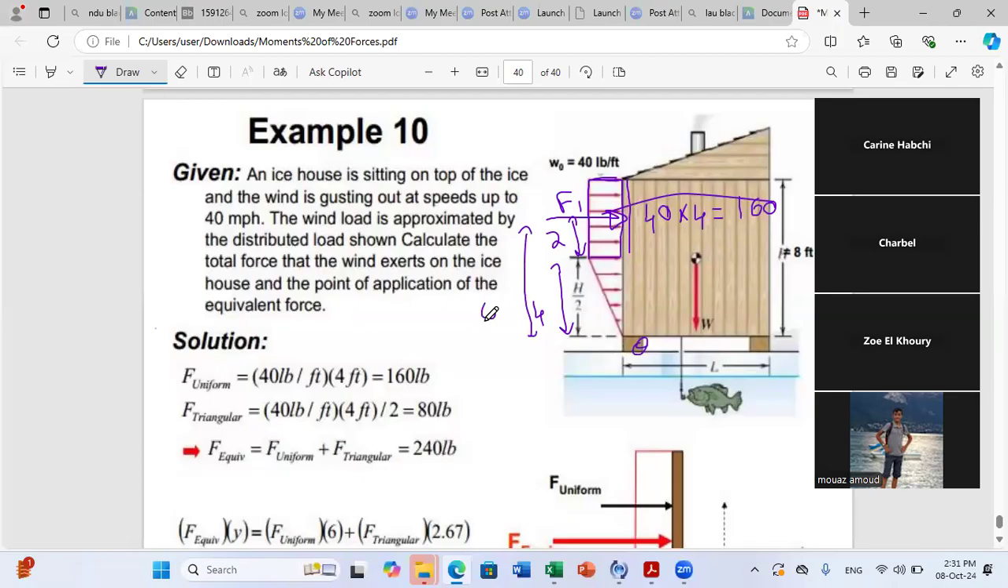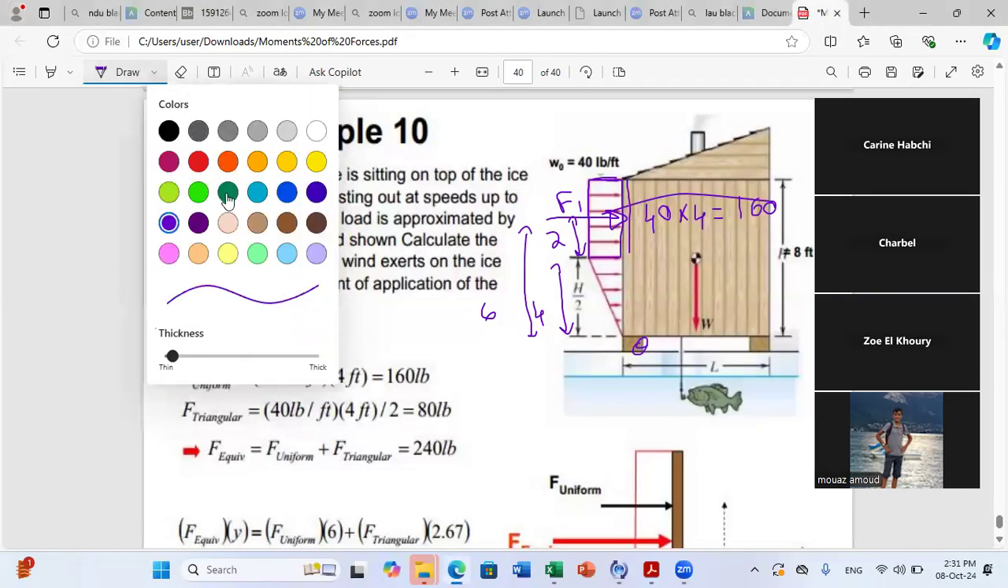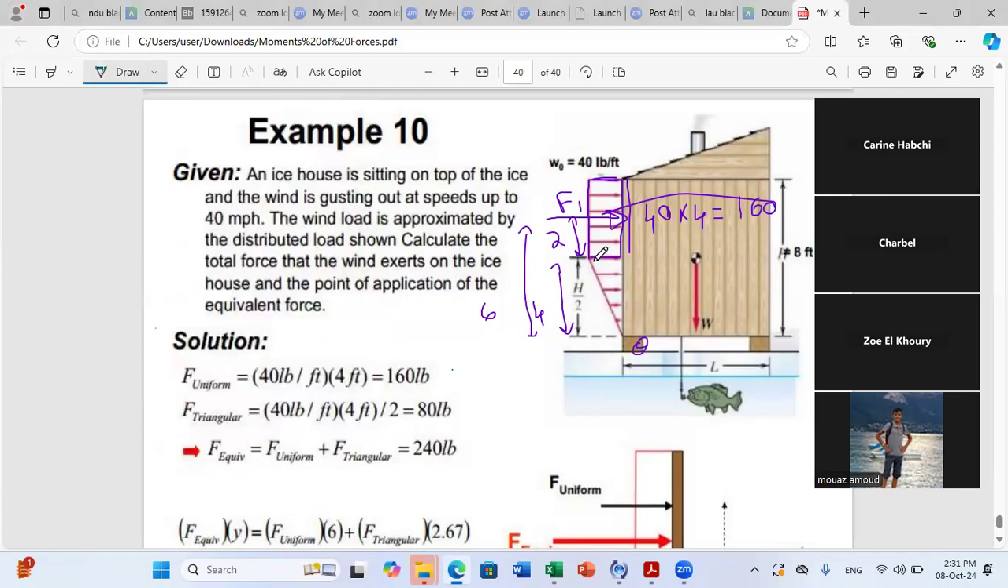Okay, now what about the triangle? For the triangular load, I can also replace this force by one force, and the magnitude of this force is equal to the area of the triangle. The area of the triangle is the base 40 times 4 over 2, which is 80. So the magnitude of the force is 80.